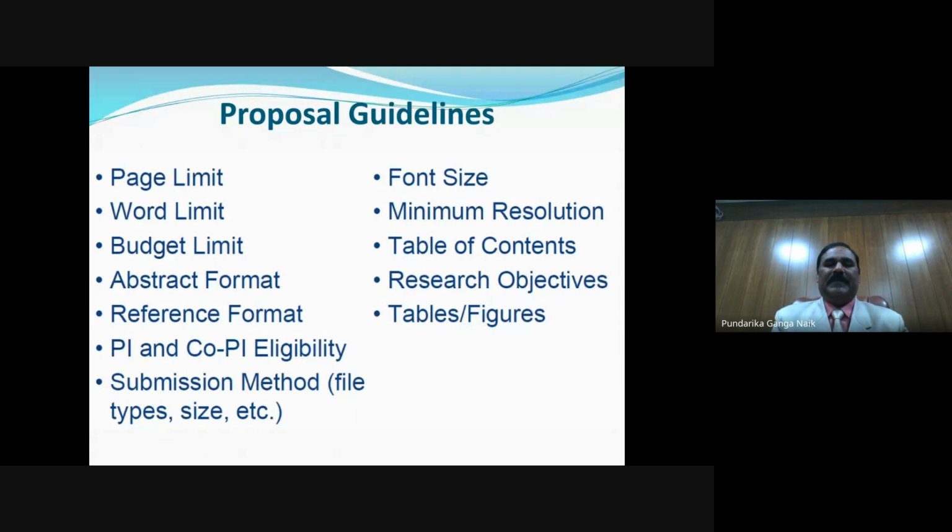Then, as a normal procedure, a good proposal would consider the page limit and word limit, budget limit, abstract format, reference format, and details about the PI and co-PI, whether they are eligible or not. Their CV has to be put up as per the format given by the different funding agencies. Submission methods, whether it is PDF or online or maybe other file formats as suggested by the funding agencies.